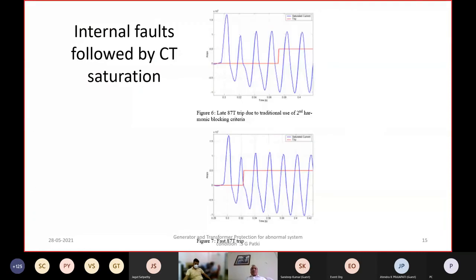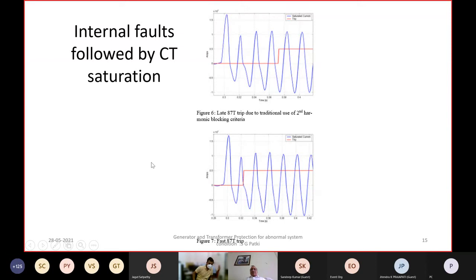This is an example of the wave shape where there is an internal fault, and this is the actual waveform. You can see the first peak has a very high value, and the CT is not saturated in this case. Then on the second peak, the CT is saturated. CT saturated means the current has risen, but you can see the current magnitude is clipped to zero. That means the CT has saturated at this point in time.